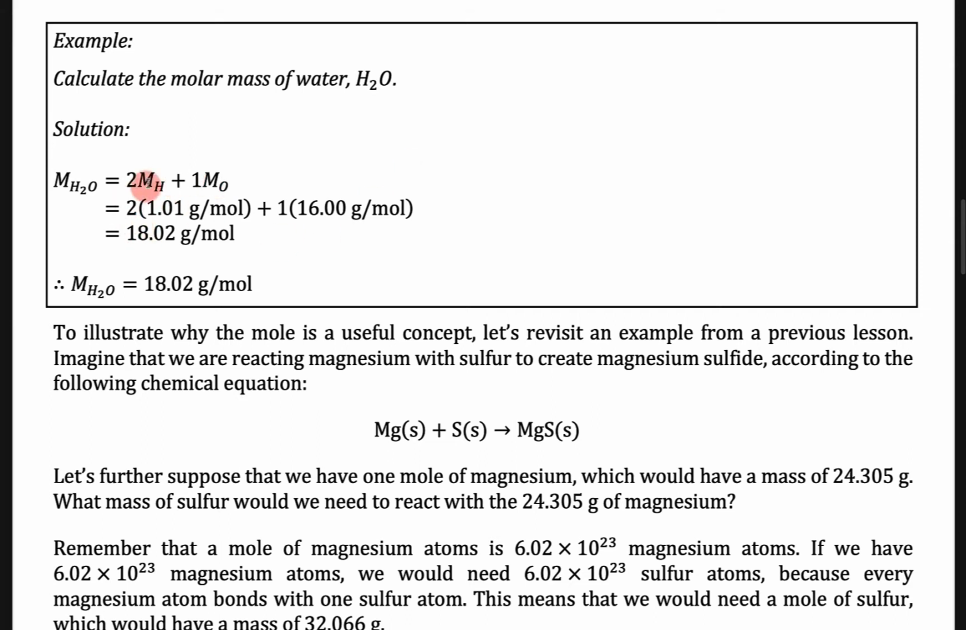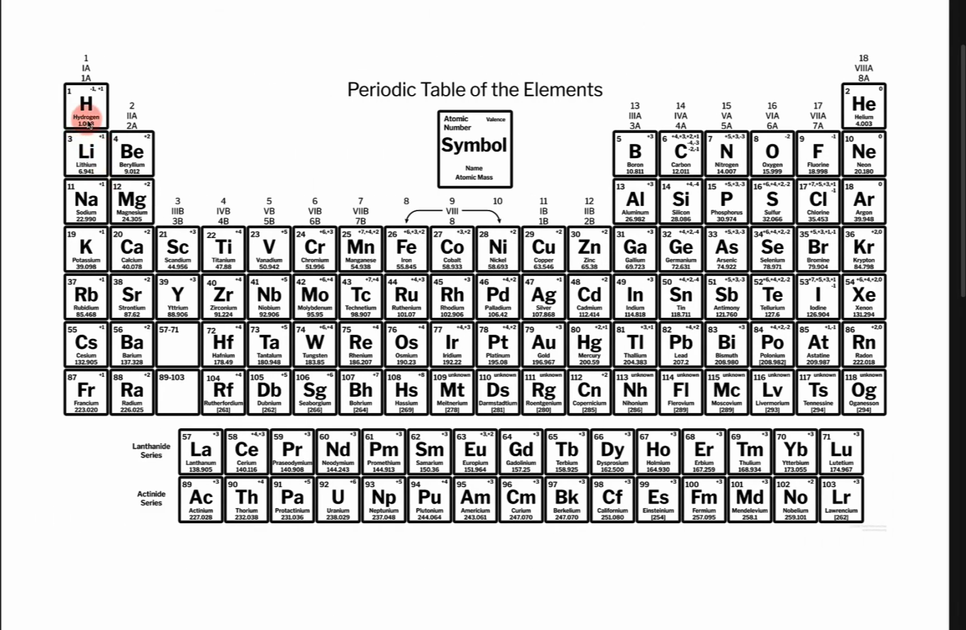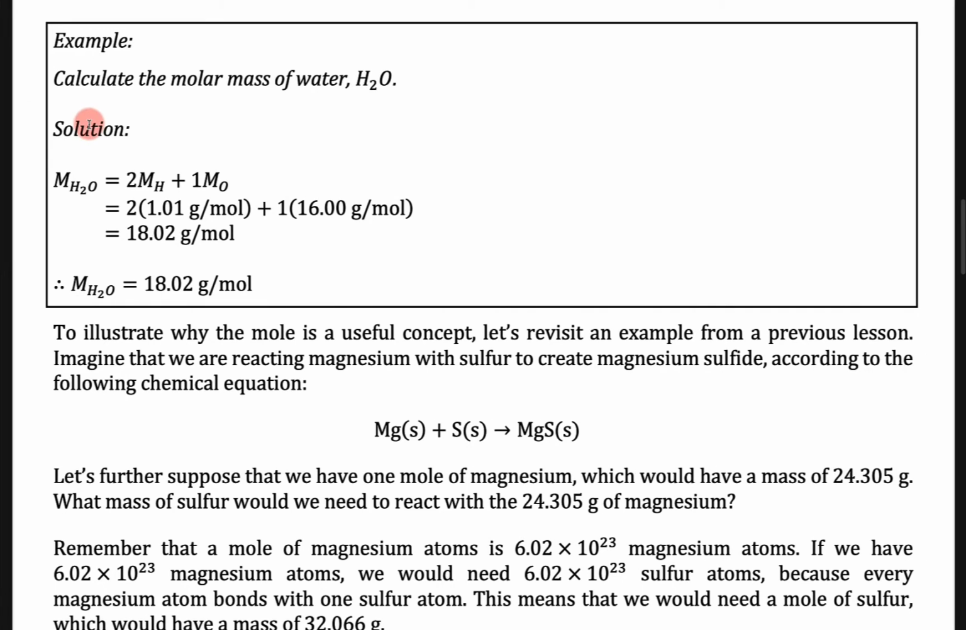Okay, so what is the molar mass for hydrogen atoms? It's 1.01 grams per mole. I just rounded to 1.01. Okay, and then for oxygen atoms, it's 16.00 grams per mole. And so the answer comes out to be 18.02 grams per mole.